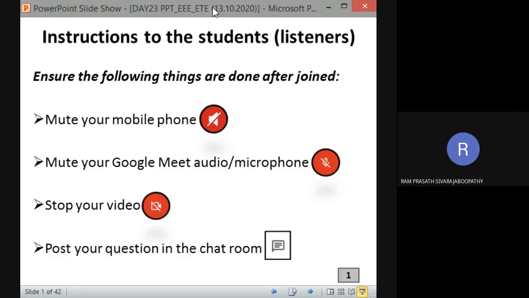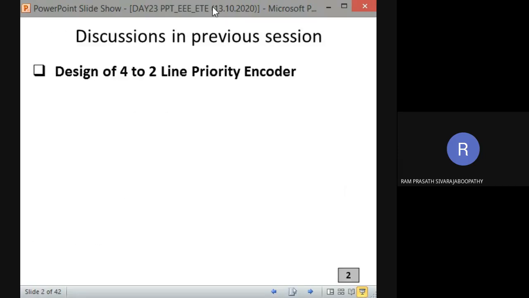We'll continue the session. In the previous class, one of the things we discussed was the design of a 4 to 2 line priority encoder. How does it differ from a conventional encoder? Can you people type it in the chat?